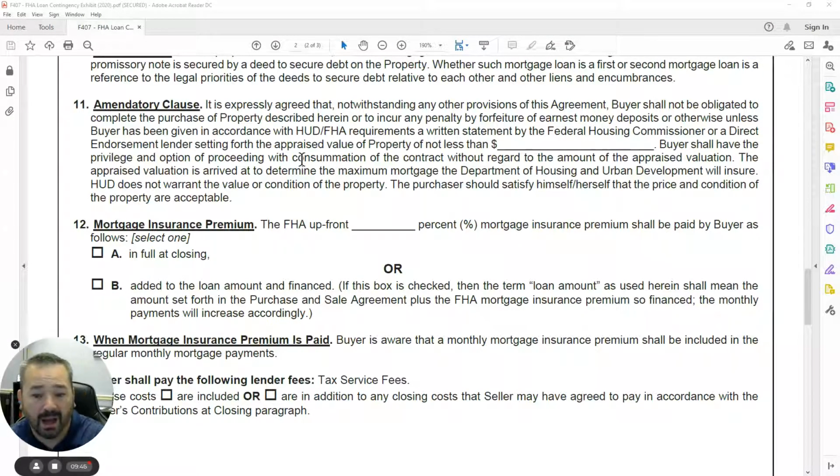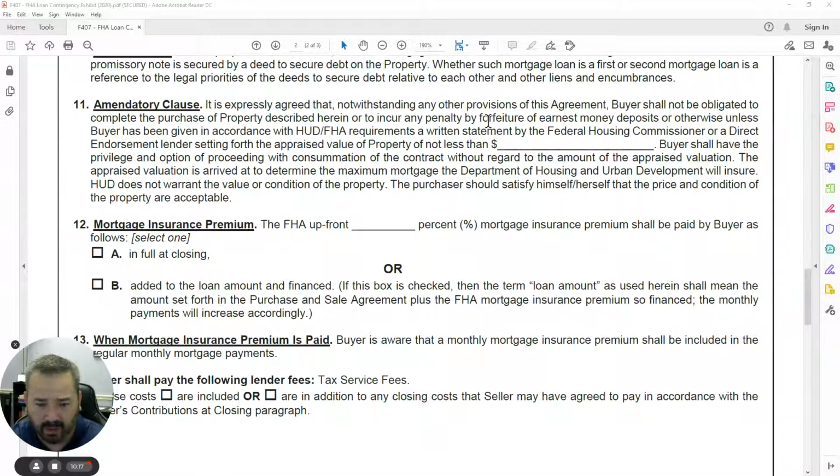So they can go ahead and buy it. They have to pay the difference if they do that. But they don't have to. Okay, and they shall not be obligated to complete the purchase described herein or incur any penalty. So the only rights this paragraph gives a buyer with the FHA loan, if we have a low appraisal, is to terminate the contract or to move forward and pay the difference.